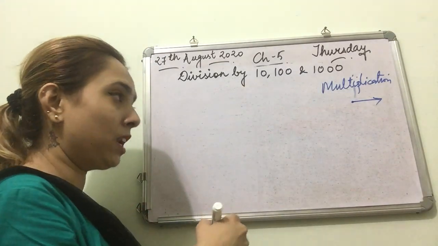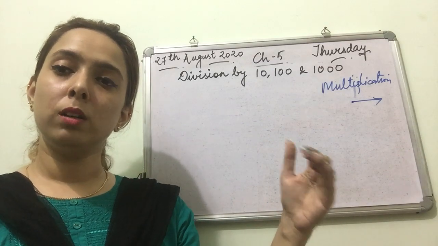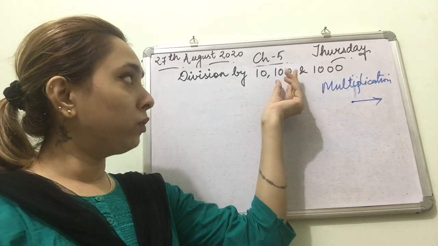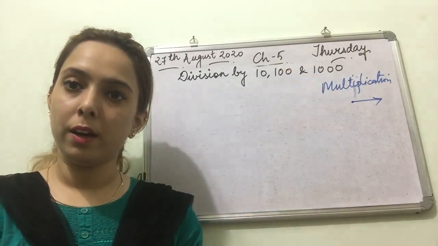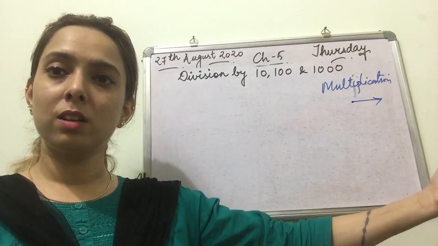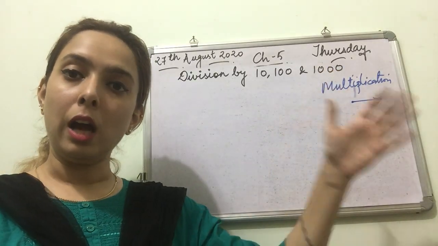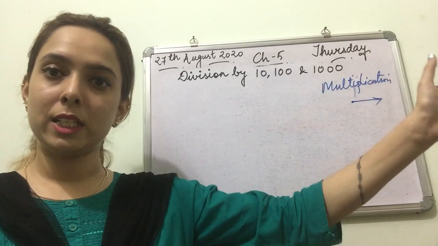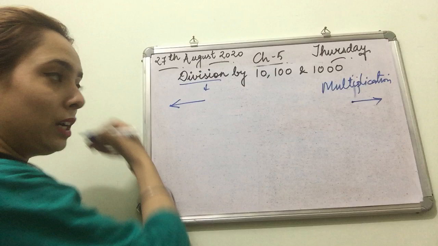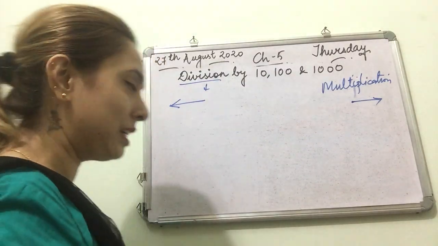If the decimal number is multiplied by 10, we will shift the decimal one number to the right side. If the decimal number was multiplied by 100, we were shifting the decimal two numbers to the right side. For 1000, after three numbers towards the right side. But here, in case of division, we will shift the decimal towards the left side. How we will do it? Just see.